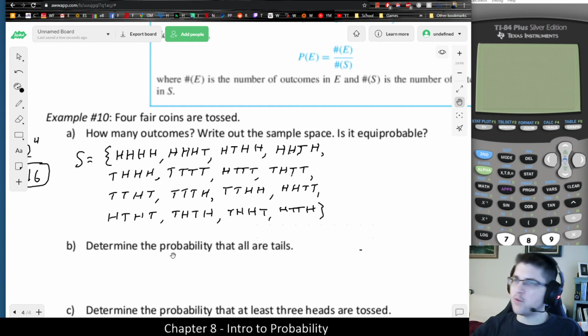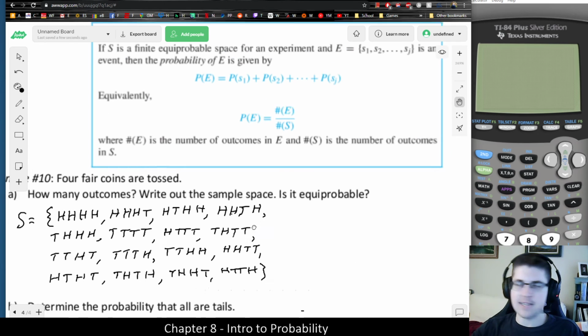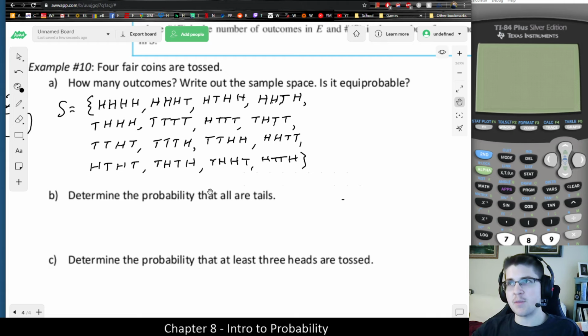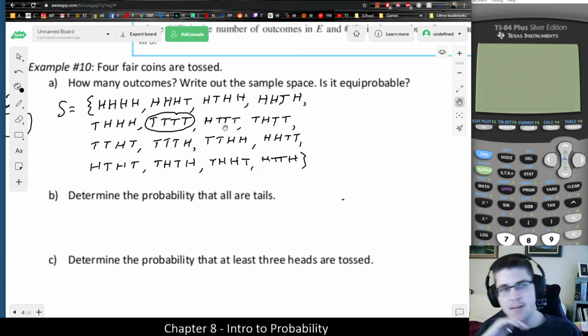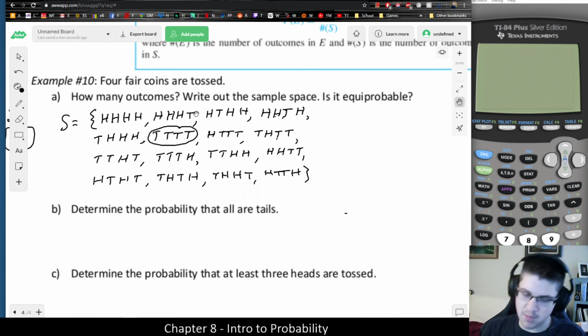Now we could focus on other problems because we know the number of events in the sample space and it's equiprobable. Next it says to determine the probability that all are tails. Well, notice that that's only one possibility. And since each of those 16 events are equally likely, there's only a 1 in 16 chance that this could happen, because this would be our event, the probability that all are tails.